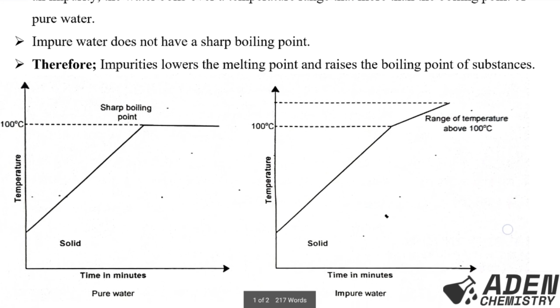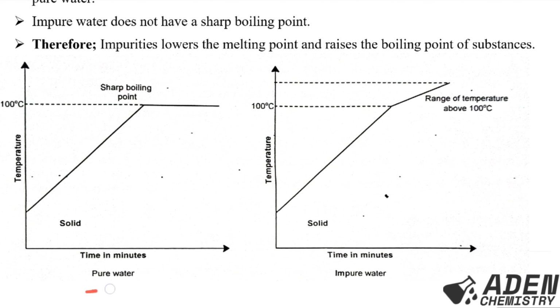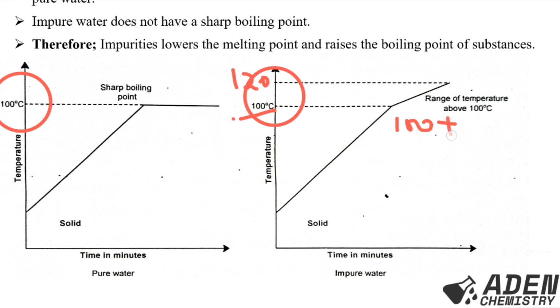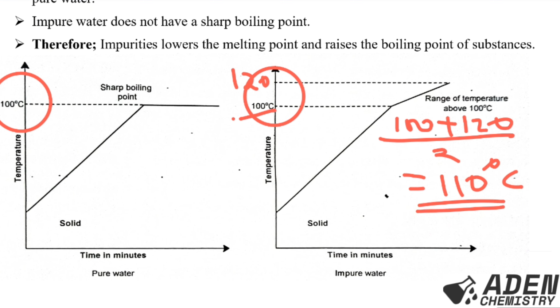To see these two curves, we have the curve for pure water and the curve for impure water. The boiling point of pure water is 100 degrees Celsius, and it is sharp. But the impure water boils over a temperature range, maybe between 100 and around 120 degrees Celsius. To get the average, we take 100, add 120, and divide by 2. This gives us 110 degrees Celsius. So what does that mean? Impurities raise the boiling point of substances.